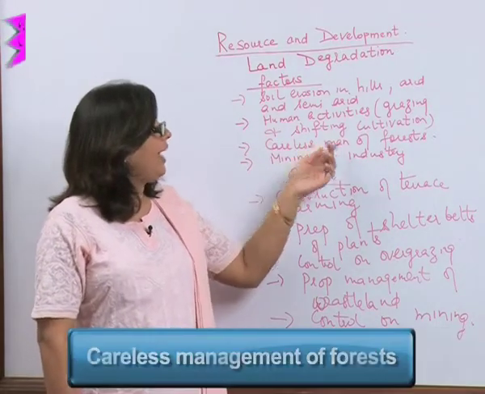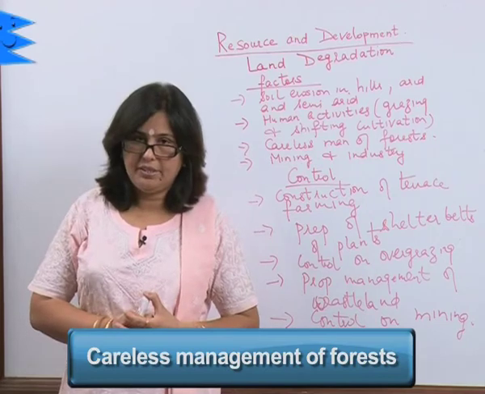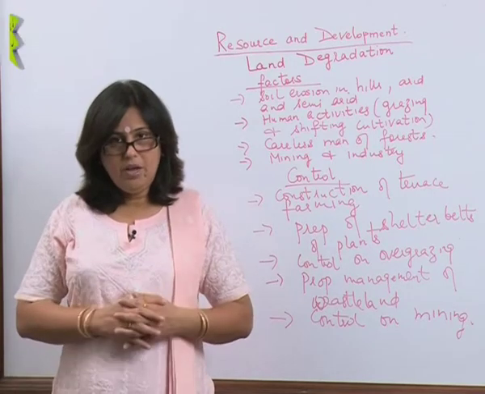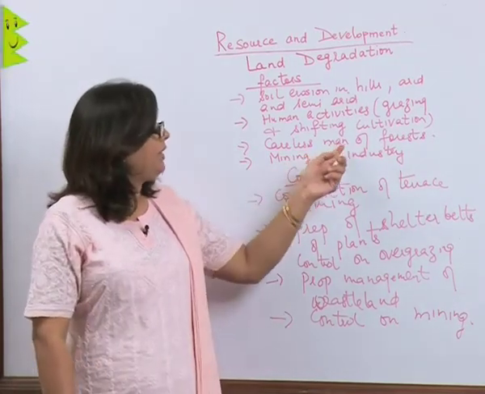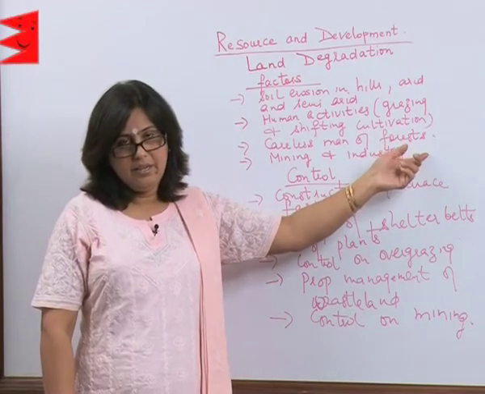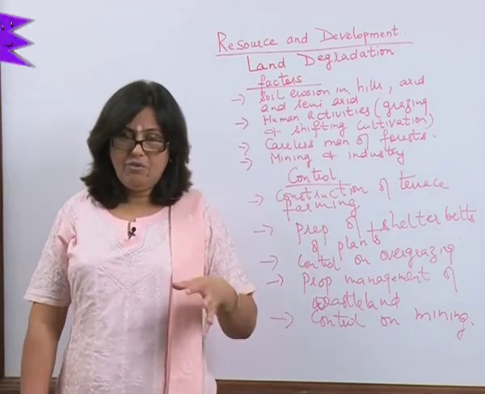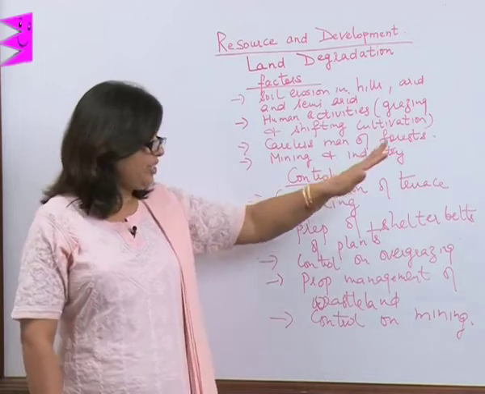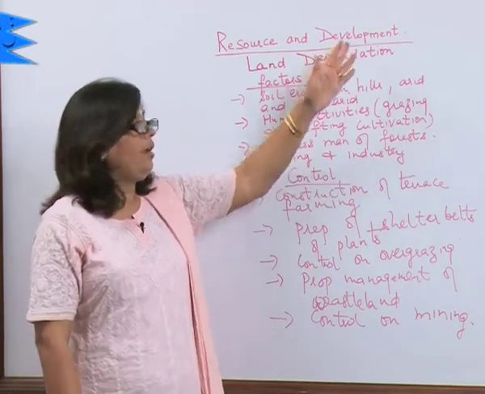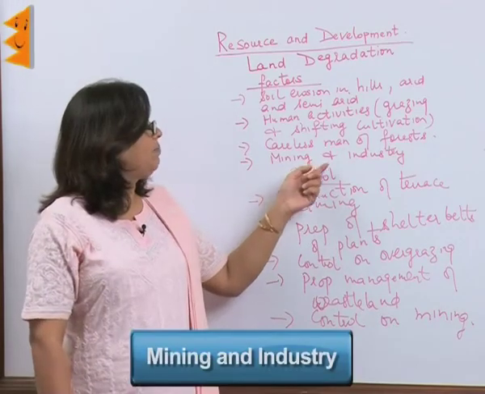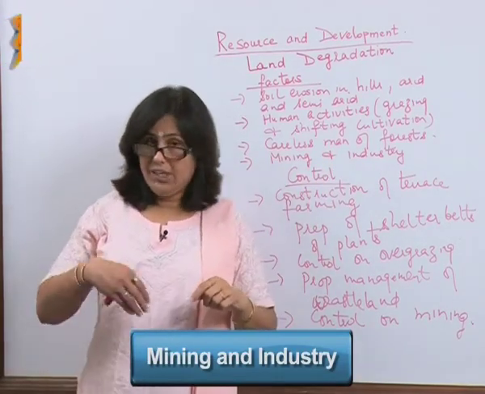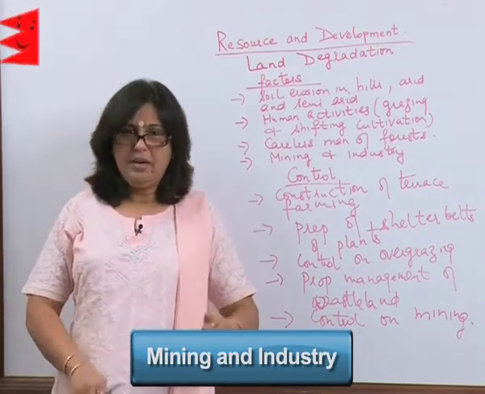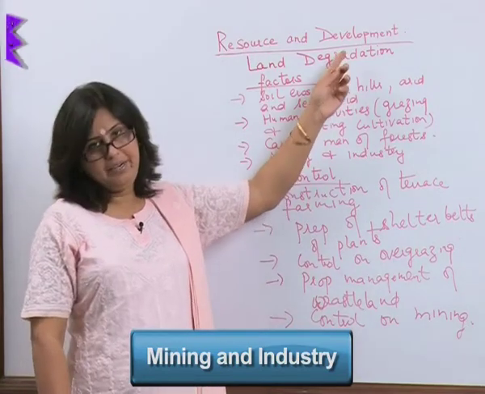Next we have the careless management of forest. That is, there is no proper control of the government as far as the management of forest is concerned. People are felling trees for fuel wood, and there is reckless other exploitation which is done in the forest, which leads to land degradation. Next is mining and industry. Whatever is required in the industrial production and the excess mining which goes on definitely leads to land degradation.